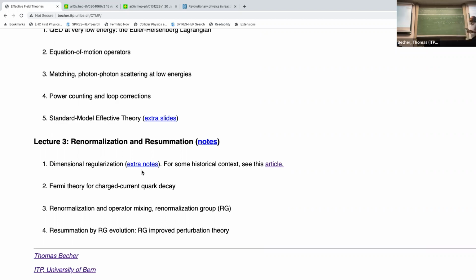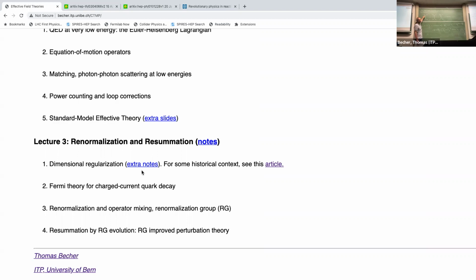And to make things short, I only write divergences and logs for the moment. There are also some constants floating around. Let's say what they are later, but these are the important things. We found divergences. The divergences are only from the first diagram, actually. The other two diagrams are finite.